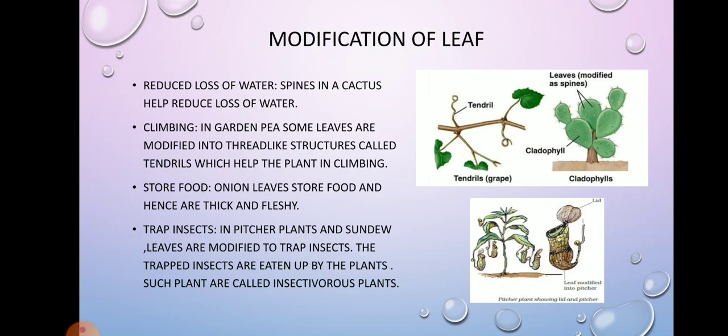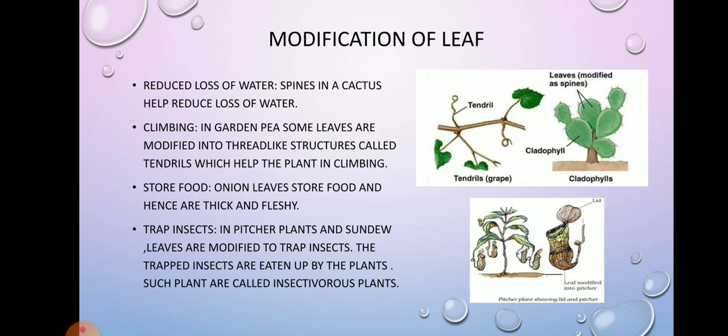Then we have the next function, that is climbing. In garden pea, we have some modified thread-like structures which grow, which are also known as tendrils. You can see it in grapes also. We have already seen that it helps the plant in climbing. It's also a modified function of stem, that it helps in climbing or holding the plant in its place. The other function of leaf, some leaves are also modified into thread-like structures known as tendrils, which help it to climb on a particular surface for standing erect and for its growth.